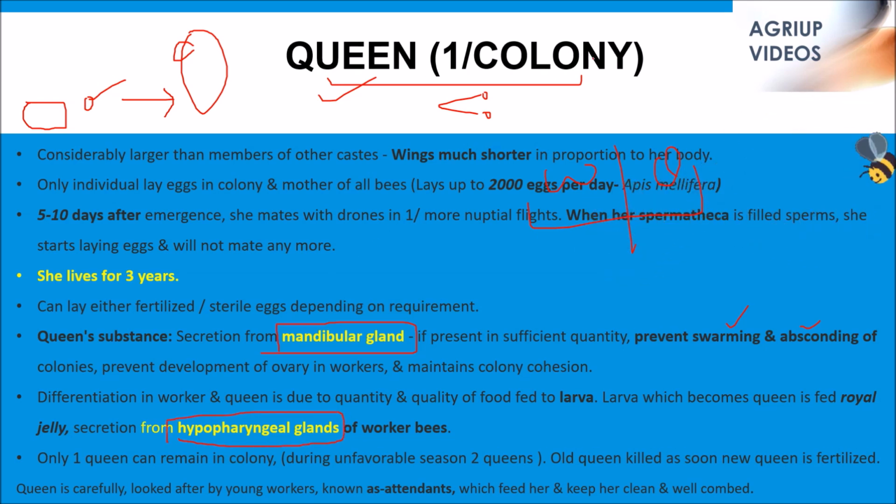Only one queen can remain in the colony, and in unfavorable conditions maximum two, and in that case the old queen will be killed as soon as a new one is fertilized. The queen is carefully looked after by the young workers, which are called attendants, which feed her, clean her, and keep combing her.